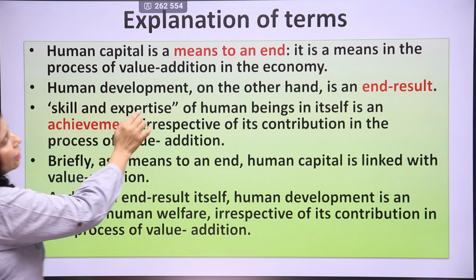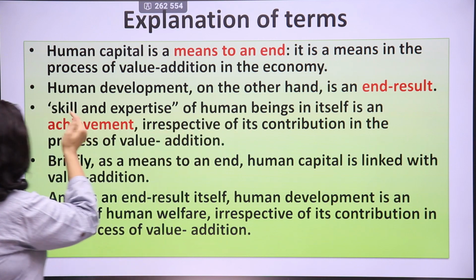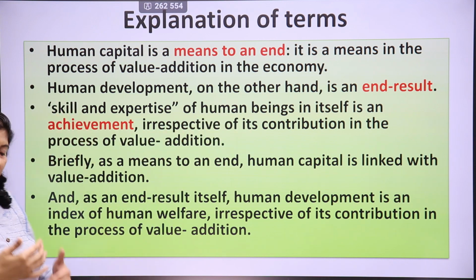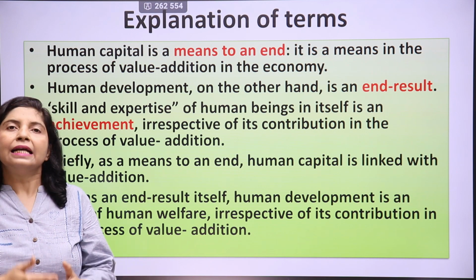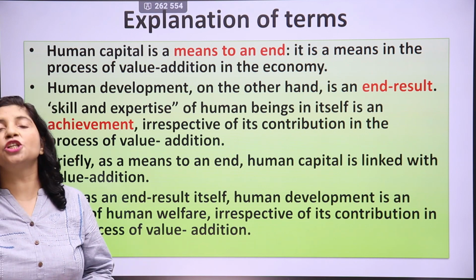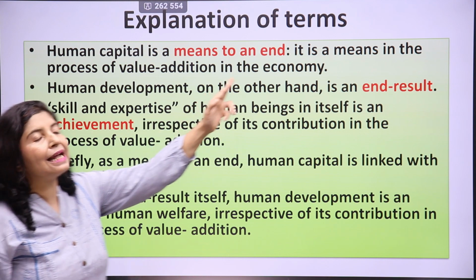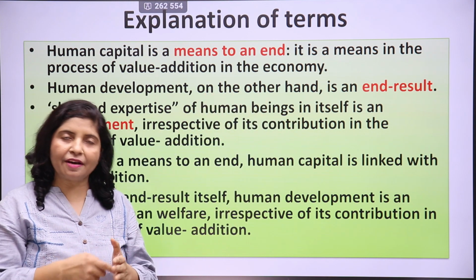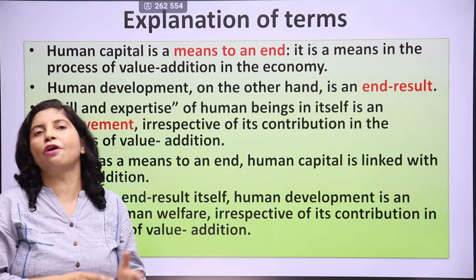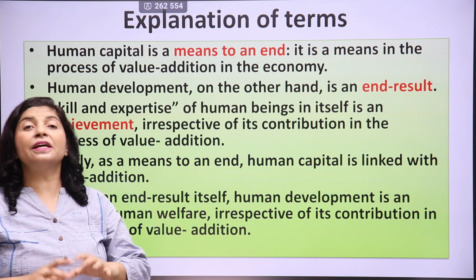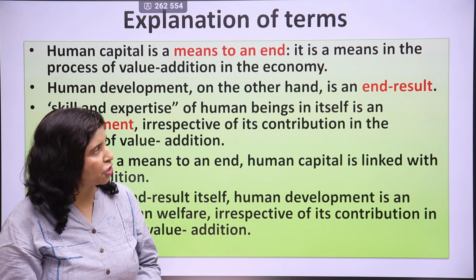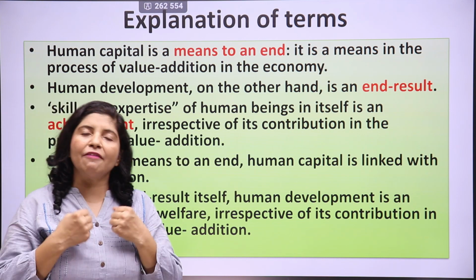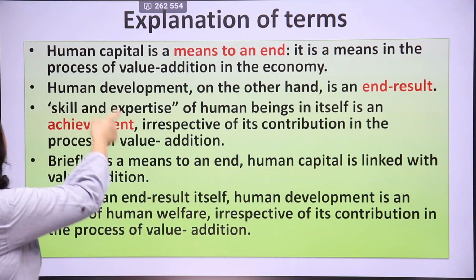Then human development, on the other hand, is an end result. See, when people get educated, when people get training and experience, their development occurs, and that is human development. And what is that? It is an end result. When you get education, when you get training, when you get experience through your on-the-job training, etc., you become efficient, you become better at adding value to any production. That is your end. That means you have become developed, and that is human development.